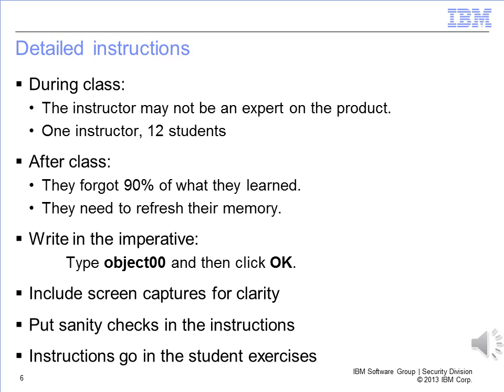We write instructions in the imperative as an order. For example, type object 00 and then click OK. We also include screen captures for clarity. We put sanity checks in the instructions because if anybody makes a mistake, we don't want them to see it 5 exercises later when they would be way behind on the class. We want them to see it as soon as possible so they can fix it. And instructions go in the student exercises booklet, which we write in FrameMaker.